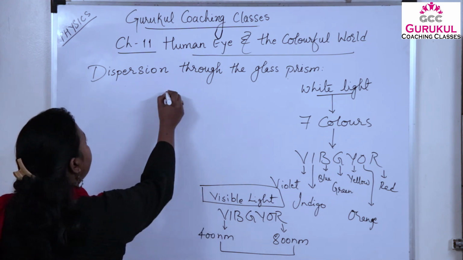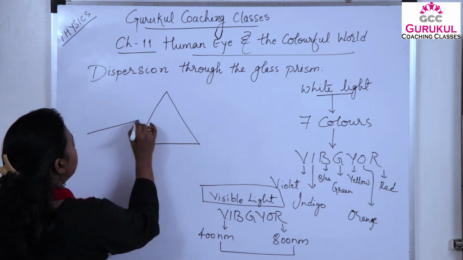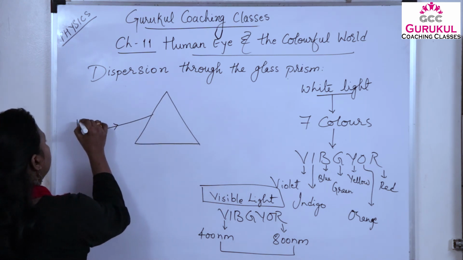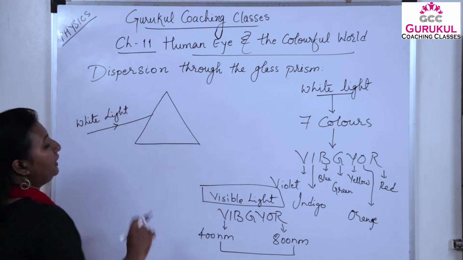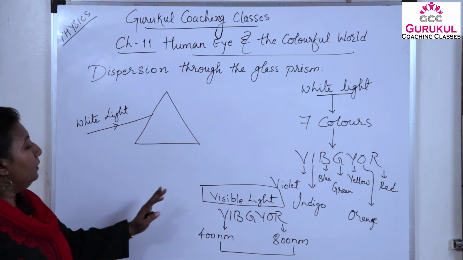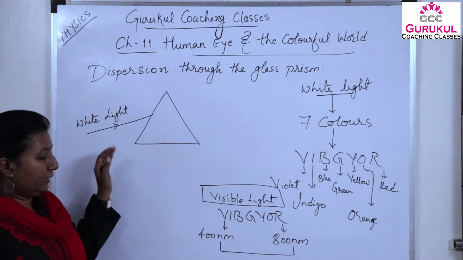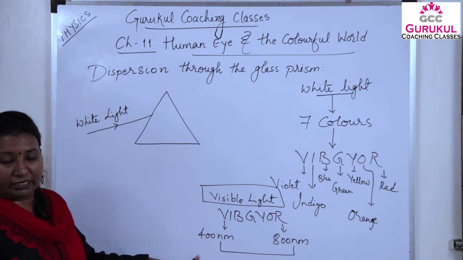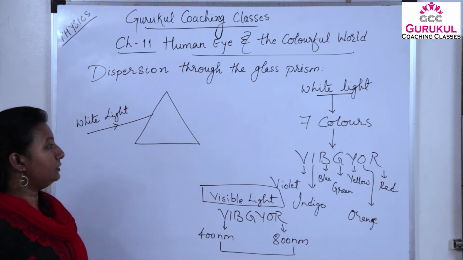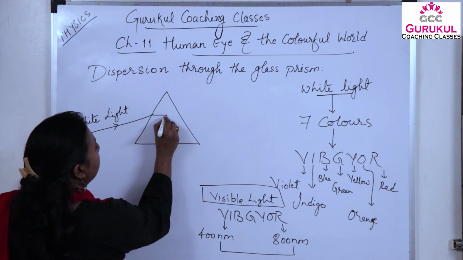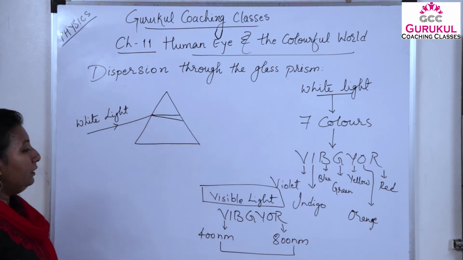So whenever the white light enters into the glass prism, this is the white light. When it enters into the glass prism, as the 7 colors present in the white light all have different wavelengths, according to the wavelengths their velocity varies. So it will split into 7 colors, right?